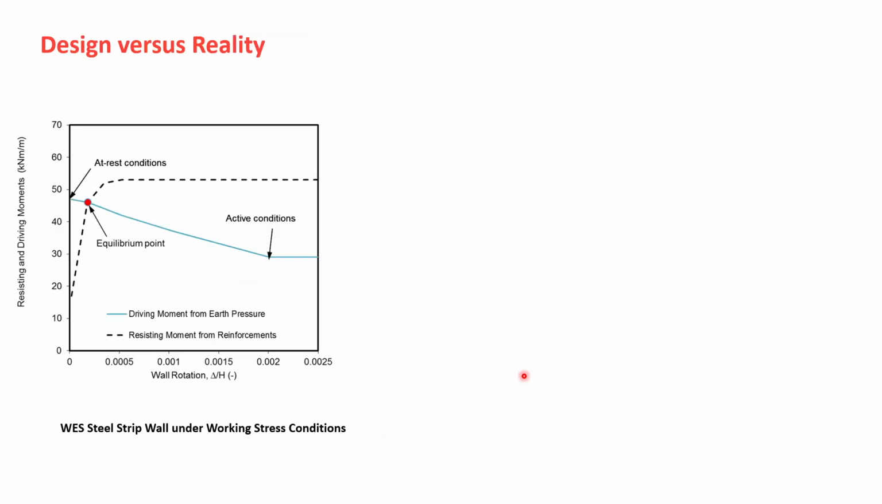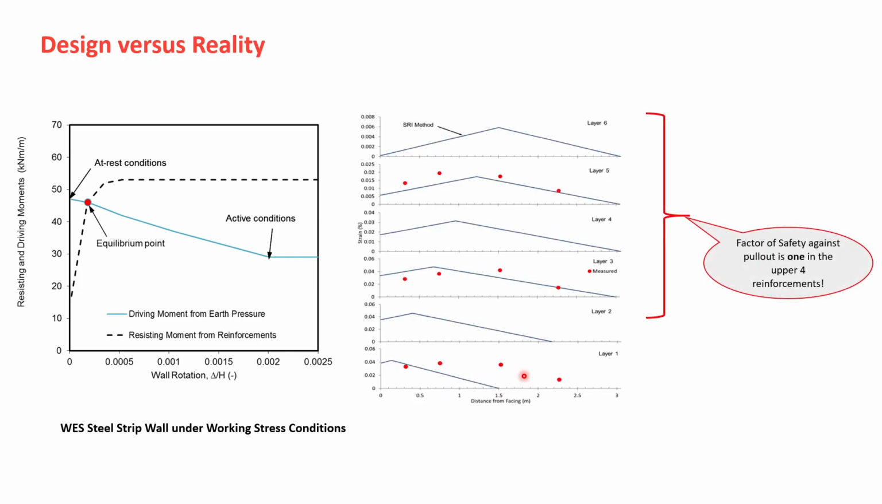So there's something interesting about this issue. Let's say, going back to that wall again at the working stress conditions, I said it's not going to fail. But look at the reinforcement load distributions. The upper 4 reinforcements, you mobilize the full resistance of those reinforcements, and basically that says the factor of safety is 1. And there's no reserve capacity in these 4 reinforcements. So you might think, okay, this is a wall that is under-designed, purposely under-designed. So that's why it's happening.